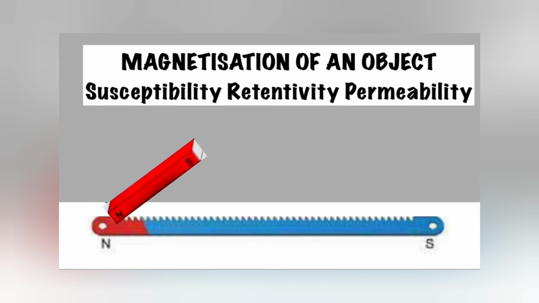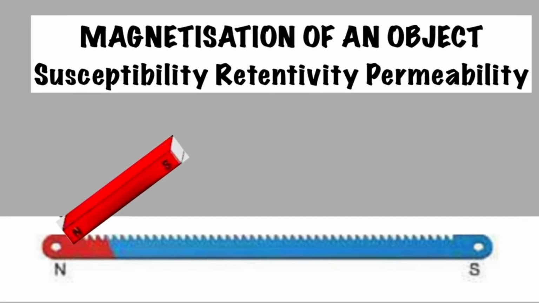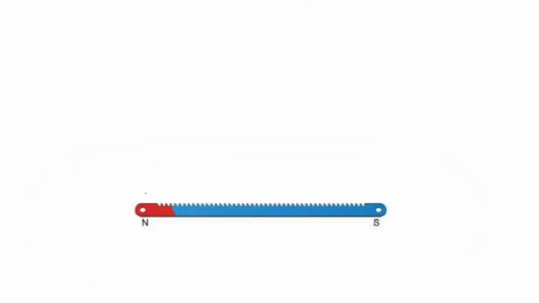Let's study about magnetization of an object, and technical terms related to the magnetization of material such as susceptibility, retentivity and permeability. Take a flat iron material and let's study how to magnetize it. Here we took an iron axe saw blade, as shown in the picture.